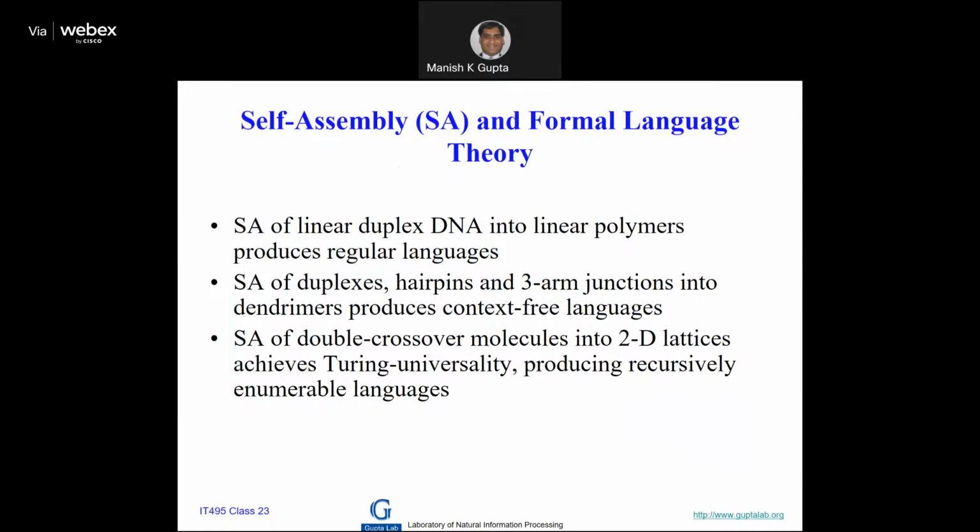So self-assembly of linear duplex DNA into linear polymers produces regular languages. Regular languages are accepted by finite automata, DFA, NFA. Self-assembly of duplexes, hairpins, and 3-arm junctions into dendrimers produces context-free languages. That is also taken care of. Then self-assembly of double crossover molecules into 2-dimensional lattices achieves Turing universality, producing recursively enumerable languages. All the 3 main things, just by changing the DNA hardware, you can do the combination.